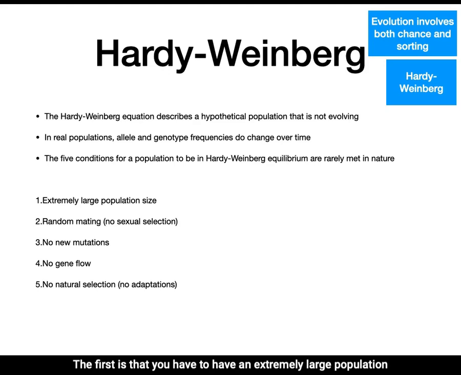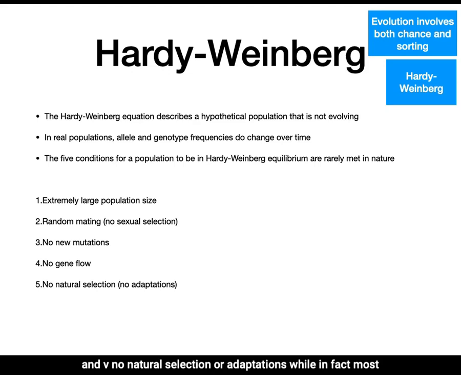The first is that you have to have an extremely large population size in order to be in Hardy-Weinberg equilibrium. The second is that you have to have random mating or no sexual selection. The third, no new mutations. The fourth, no gene flow. And the fifth, no natural selection or adaptations.